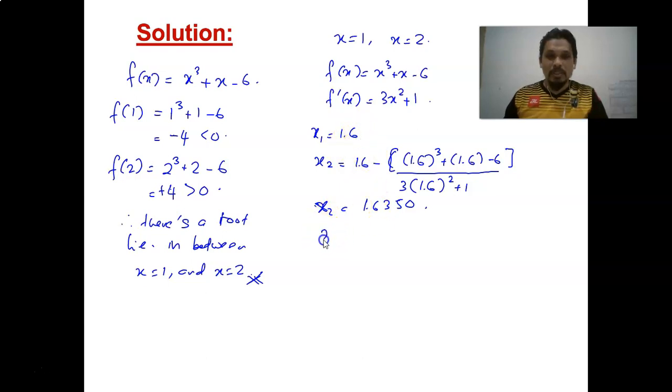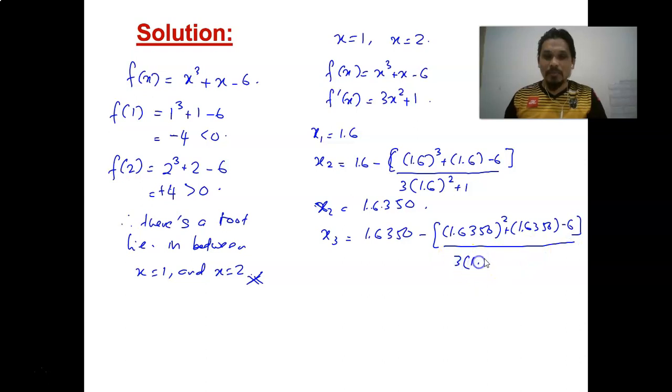We generate another one here, x3. Use this formula, substitute this value of x into the same equation, but we change the value of x to 1.6350. So 1.6350 minus 1.6350 cubed plus 1.6350 minus 6, divided by 3 times 1.6350 squared plus 1. And for x3, you will get here 1.6344.